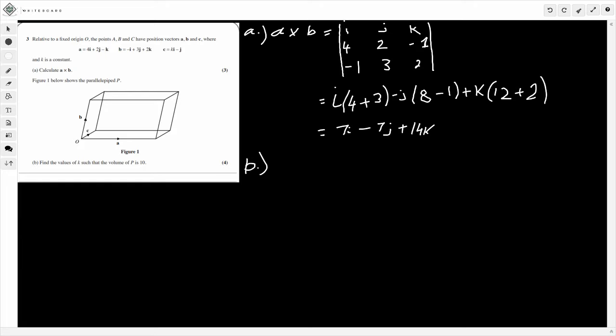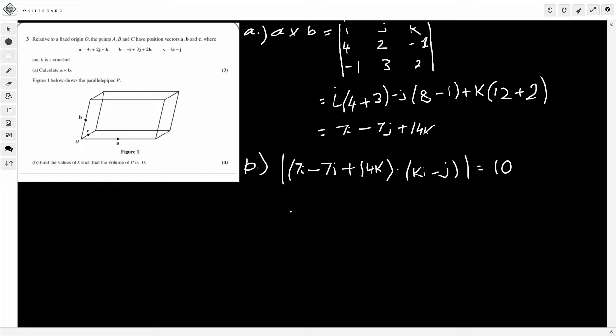So what I mean by that is A cross B, so that's 7i minus 7j plus 14k. Close the bracket. Dot this with the vector C, so that's ki minus j. Now this has to be equal to 10, right? That's what that tells us here. The volume of P is 10.